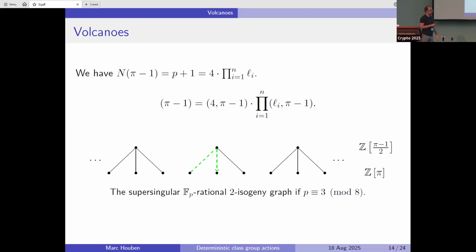The reason it's there, if you know about isogeny volcanoes, is because if you look at the graph of F_p-rational 2-isogenies, there's no horizontal ones of degree 2. So what this says is that this ideal doesn't decompose into prime ideals.